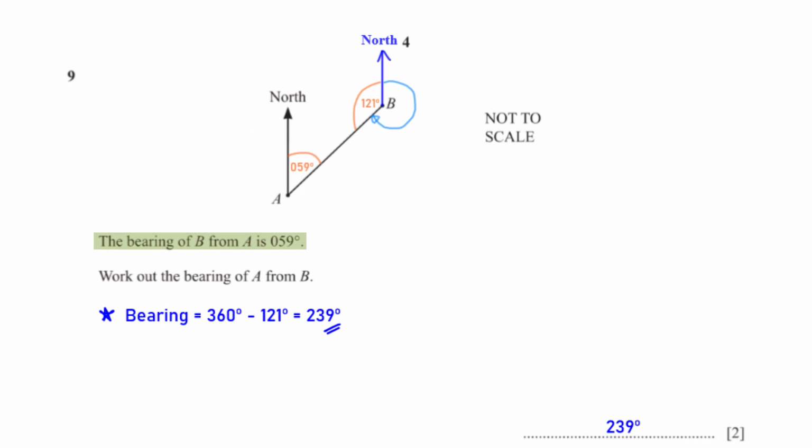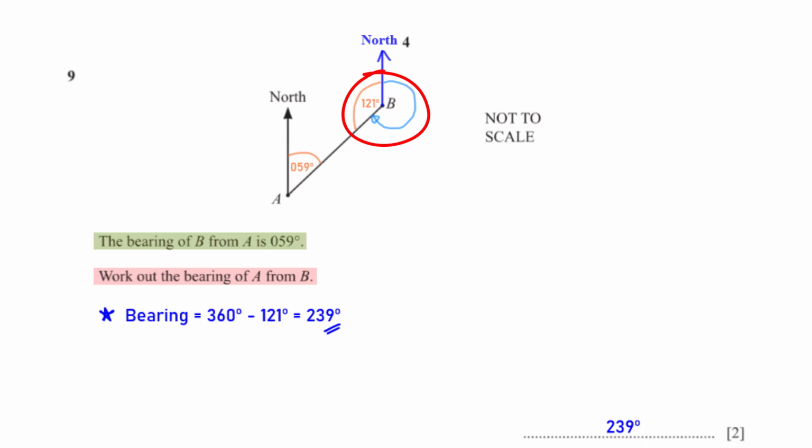The bearing of B from A is 59 degrees. Work out the bearing of A from B. On the diagram, we've indicated the bearing of A from B. We've been given the bearing of B from A to be 59 degrees. These two are interior angles. Interior angles add up to 180 degrees. So to get this angle, we subtract 59 degrees from 180 degrees, giving us 121 degrees.